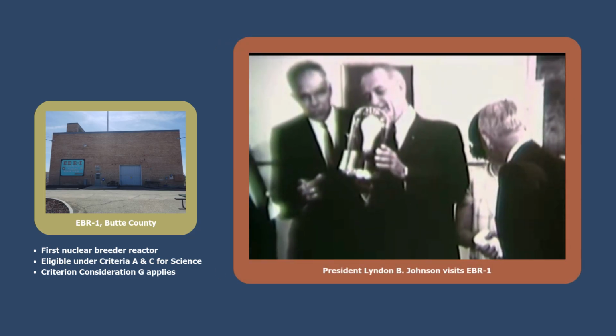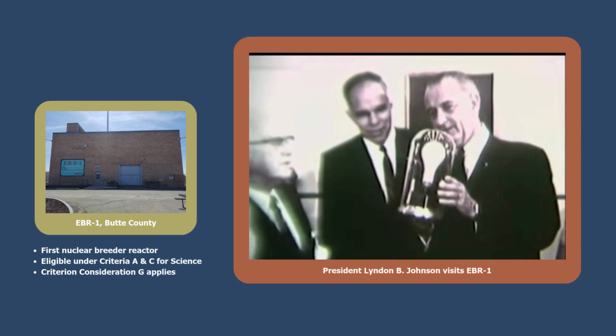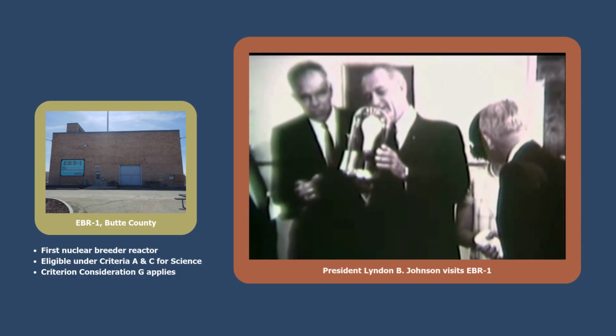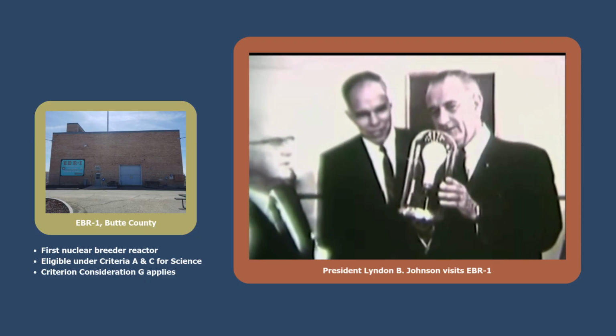EBR1, or Experimental Breeder Reactor Number 1 on the Idaho National Laboratory, was listed in 1976. At the time, it was listed under Criteria A and C for its connection to nuclear energy development in the United States, despite its recent construction. Because it was listed before it reached the typical 50-year guideline, this means it met something called Criteria Consideration G. In this case, EBR1 was so significant to history that it was already eligible for listing. EBR1 is also an example of a historic property that is significant at multiple levels. It is significant for the state of Idaho, but also nationally.